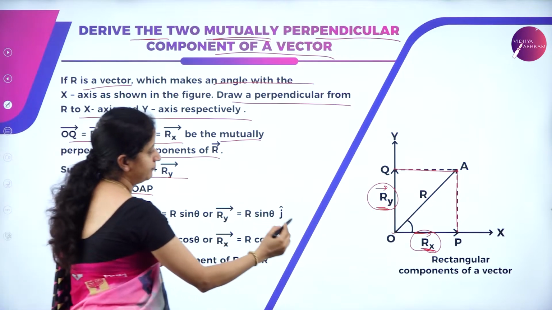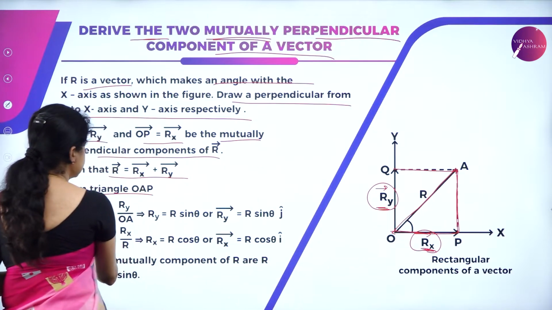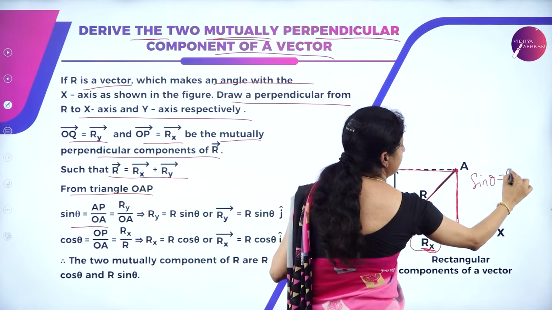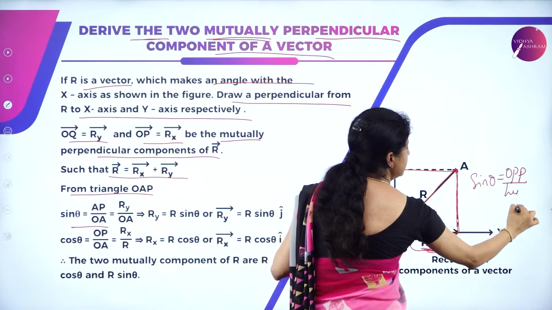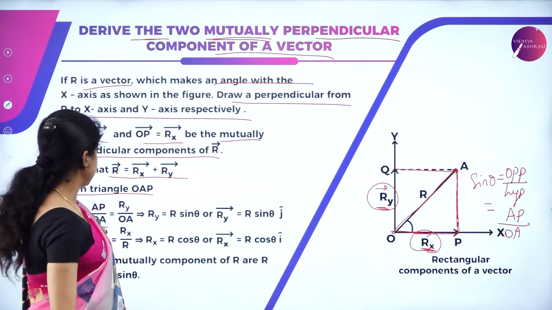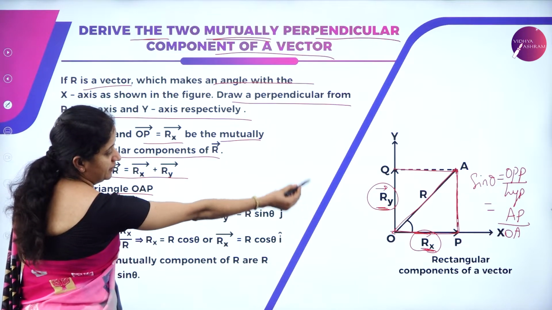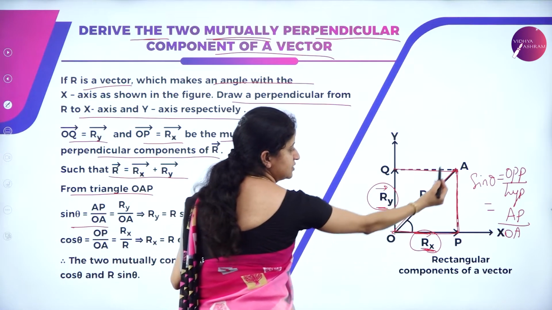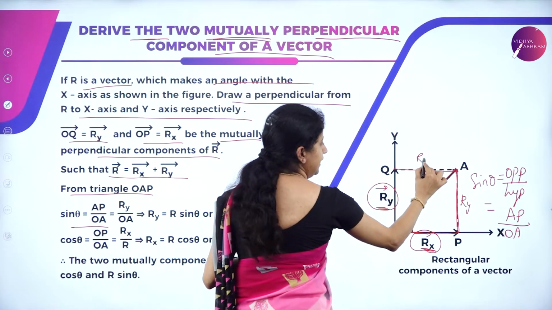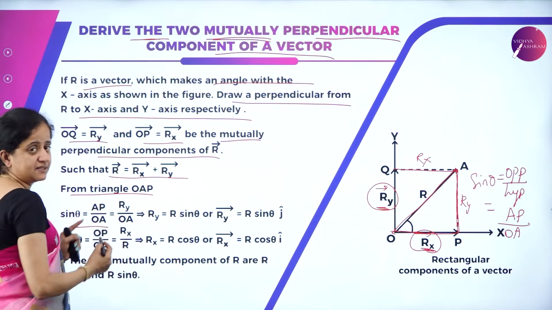From triangle OAP, consider this triangle now, triangle OAP. What is sin theta? Sin theta is nothing but opposite divided by hypotenuse. So, what is opposite? It is AP and hypotenuse is OA. So, sin theta is equal to AP divided by OA. But what is AP? AP is nothing but Ry, since these two are opposite sides, this side is Ry and this side will be Rx. So, in the place of AP, we can write Ry, and OA as it is.